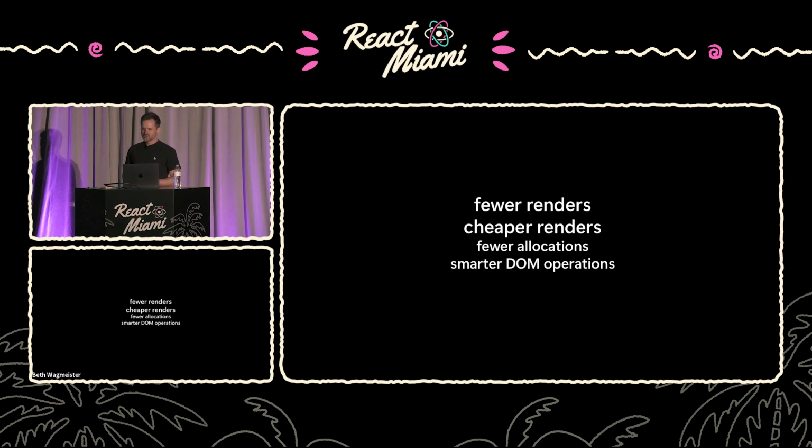So first of all, reduce the number of renders. React renders are fast. But you know what's even faster? Not having to render. If you have to, reduce the amount of work done within the render. When a component must render, make sure it's not doing any more than it needs to. And this includes reducing memory allocations or optimizing DOM operations.